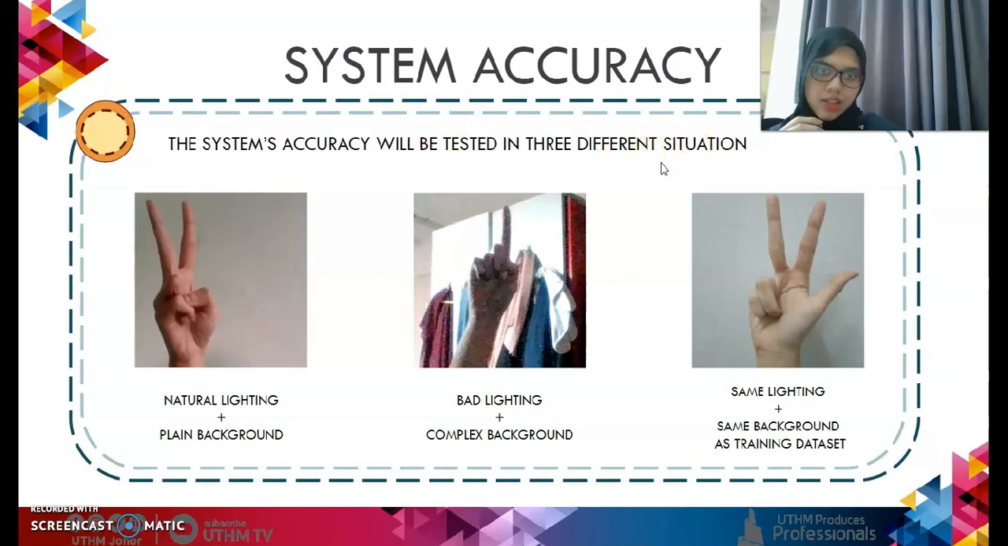testing data set in 3 different situations: natural lighting and plain background for the first data set. The next one is backlighting and complex background. And the third data set is taken at the same place, so that it has the same lighting and same background as the training data set.